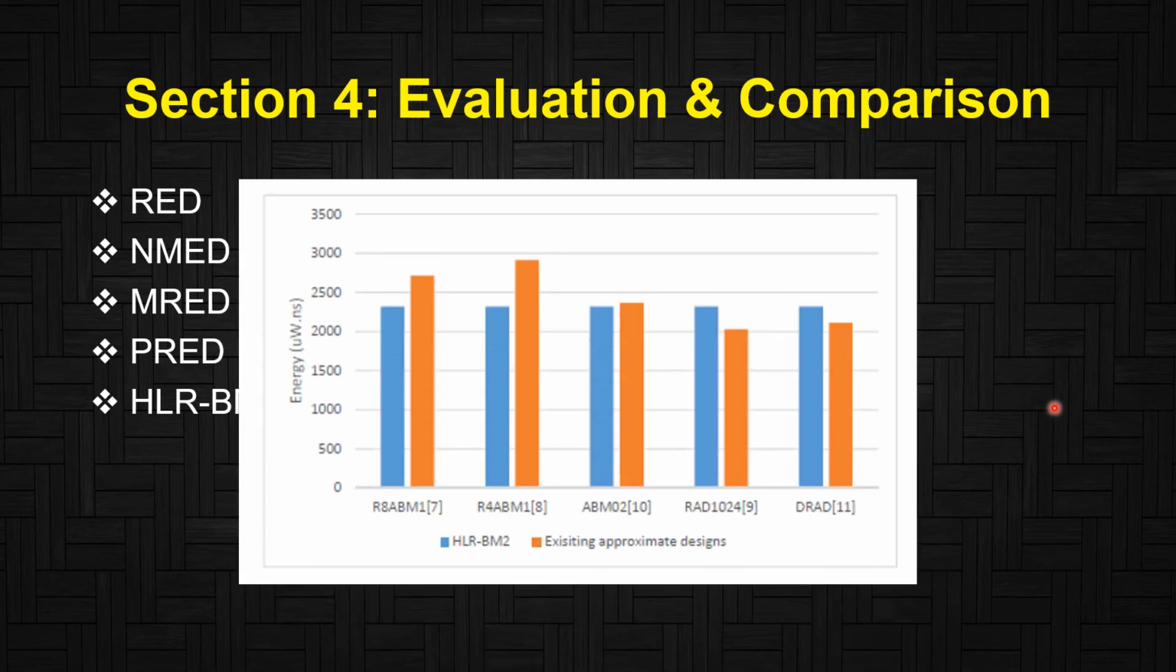Now the next figure shows the energy gains of HLR-BM2 with respect to the previous state-of-the-art multipliers for large error values. 0.93, which is of RAD1024, was selected as an error bound for all multipliers. HLR-BM2 performs better for all designs except RAD1024, and D-RED generates fewer partial products. Therefore, for large values, the design shows a better energy-error trade-off.